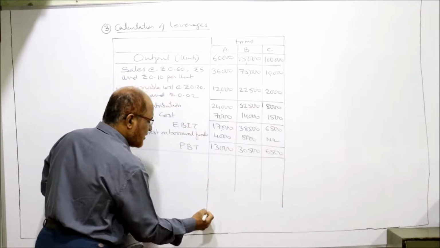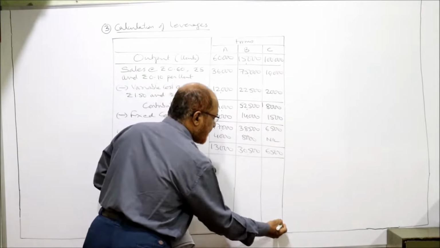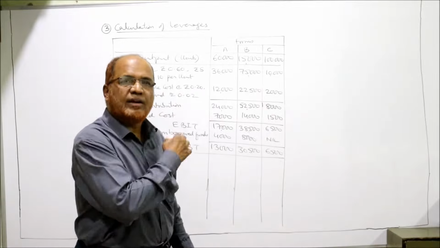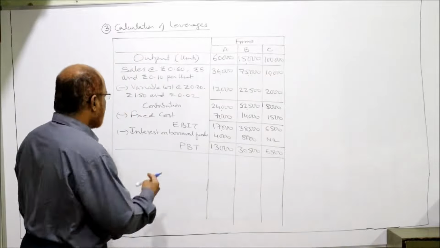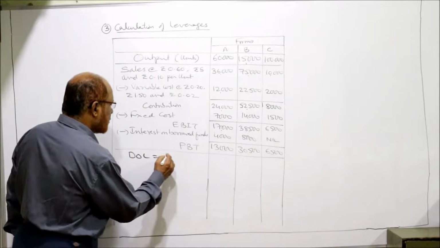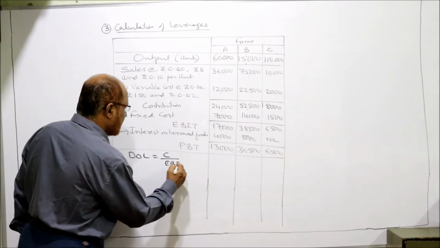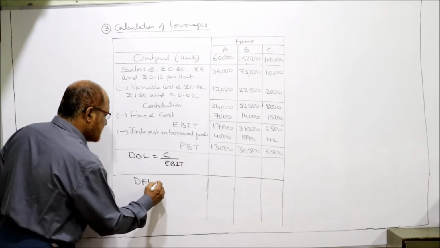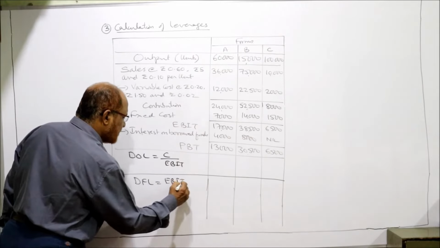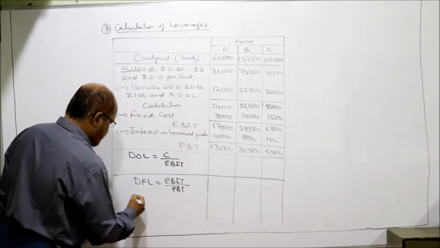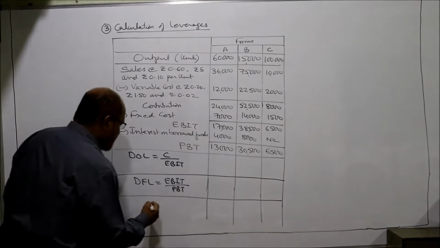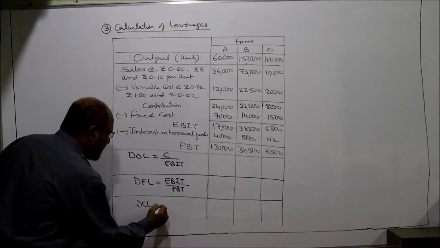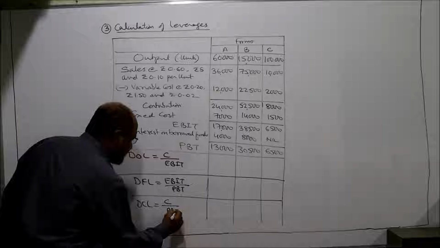This is the complete information we require for calculating the leverages. Now we can calculate one by one. First we have to calculate DOL. DOL is equal to C divided by EBIT. Second we calculate DFL, which is equal to EBIT divided by PBT. Last one we calculate DCL, combined leverage, C divided by PBT.